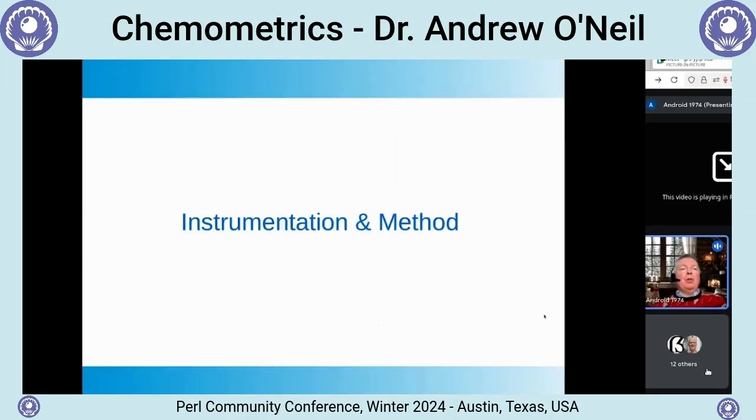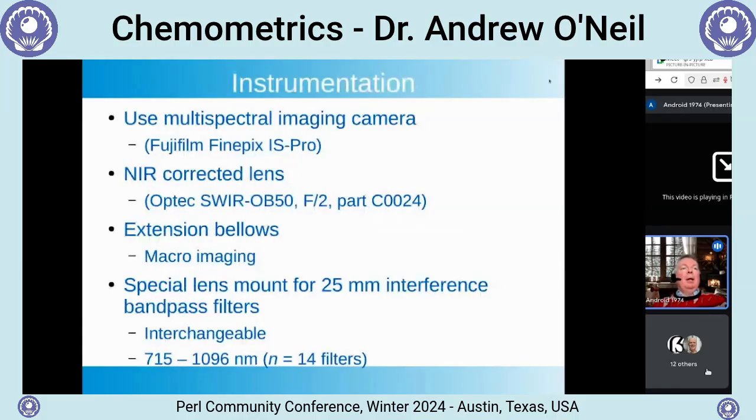The instrumentation and method. I've used a multispectral imaging camera that typically is only available to forensic scientists. It was the Fujifilm FinePix IS Pro, and there was a special end-user license agreement to be able to purchase this. It wasn't available to the general public. It has the hot mirror filter removed, and therefore is sensitive to NIR radiation in that third overtone region.